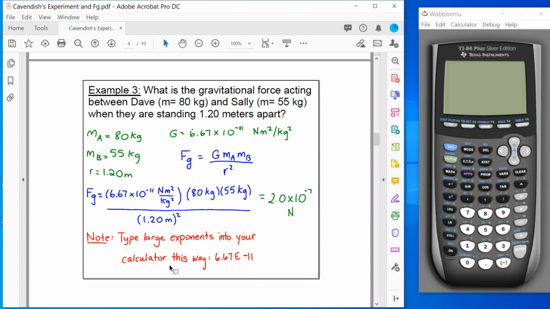Now, what I'd like you to notice is you've got a number in scientific notation here. When I type that in my calculator, it's tempting to do this.